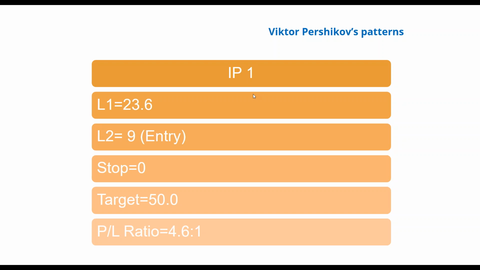So let's start. IP1, it's 23 point. These are levels. I will go step by step. So first, memorize these levels. 23, 6, 9. This is stop, this is target, and this is reward to risk ratio. That can be 4.6 to 1. Now, maybe this does not ring a bell to you, but when I open a real chart, you will soon see what I'm talking about, and it will be all clear when I start to draw these Victor's patterns.